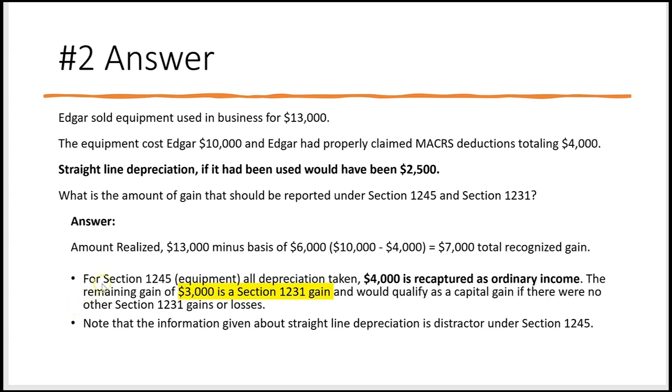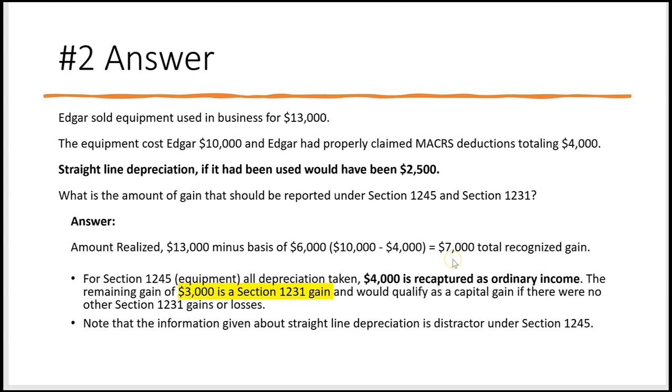Well, you've got to remember, for Section 1245, all depreciation taken is recaptured as ordinary income. Well, how much depreciation was taken? $4,000. Yes, but they told us that $2,500 if they would have used straight line, but that's a distractor, because under Section 1245, all depreciation taken is recaptured as ordinary income. So you can ignore that part about straight line depreciation, because under Section 1245, when you sell equipment or a truck, it's completely irrelevant how much straight line depreciation would have been.